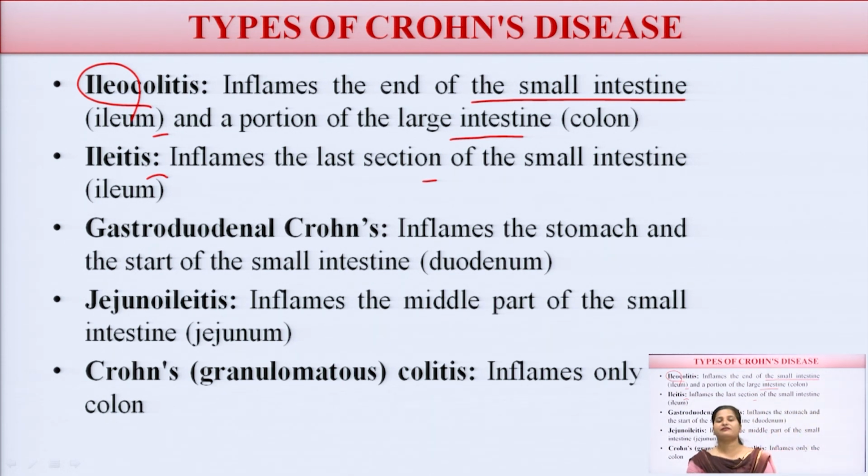Now, gastroduodenal Crohn's. Gastroduodenal Crohn's means inflammation in the stomach, and it starts with the small intestine. As the word denotes, gastro means stomach region and duodenal means the duodenum. So, gastroduodenal means there is inflammation in the stomach area and there is inflammation in the duodenum area.